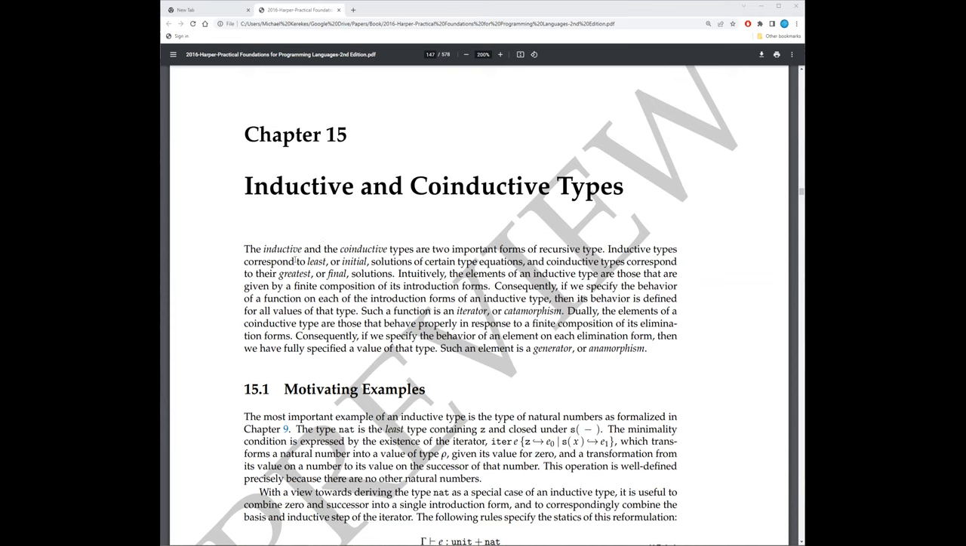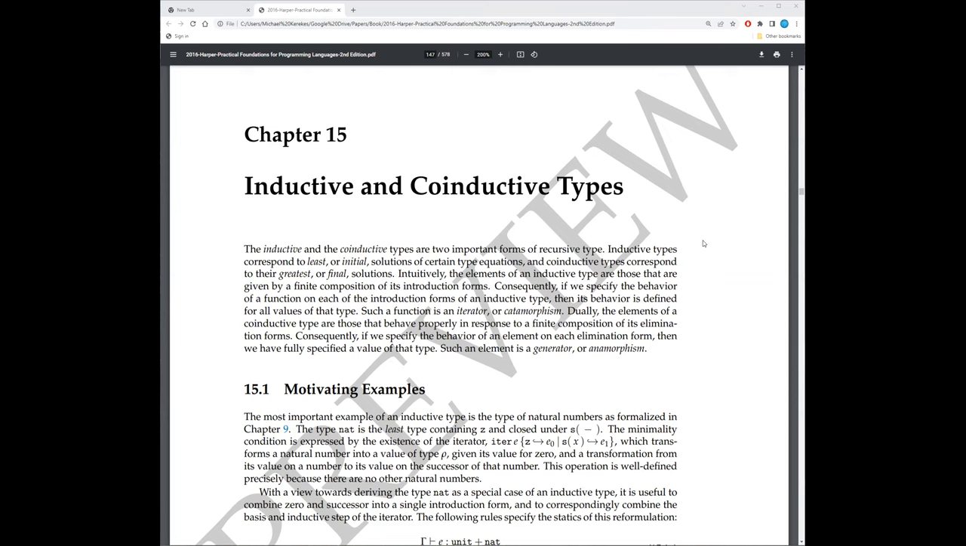Inductive types correspond to the least or initial solutions of certain type equations. Some people might understand what that actually means, but most people probably don't. And coinductive types correspond to their greatest or final solutions. I think these ideas come from category theory, something about initial algebras and final algebras, which means I probably won't understand.